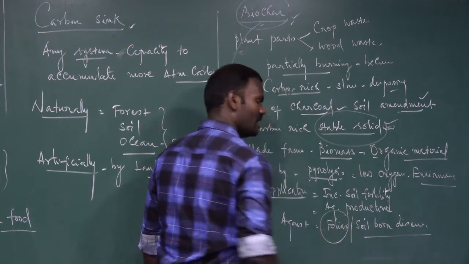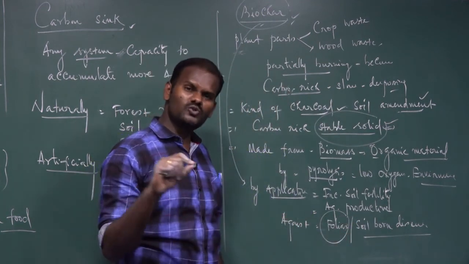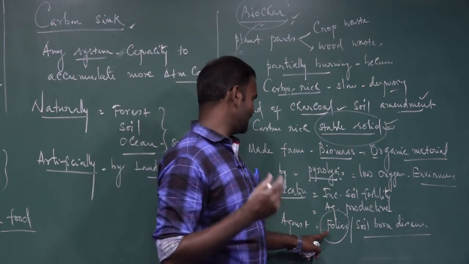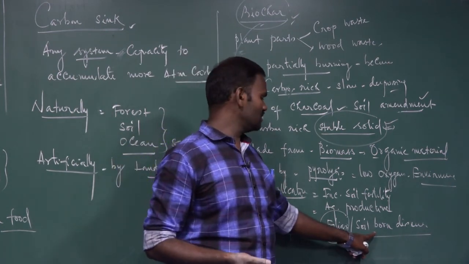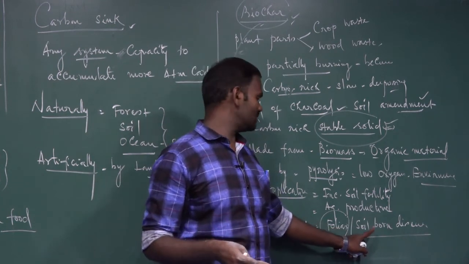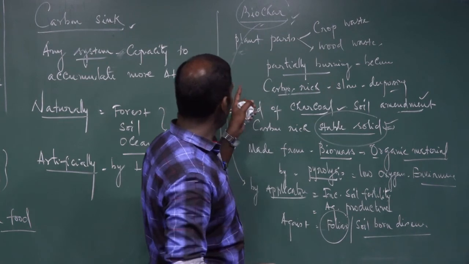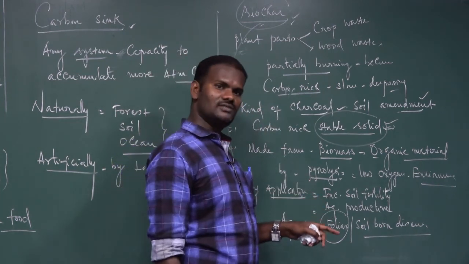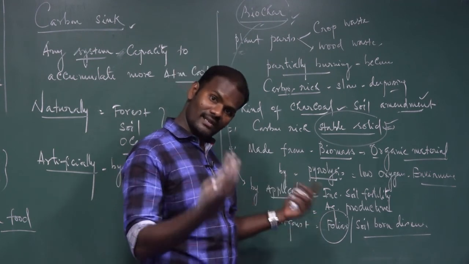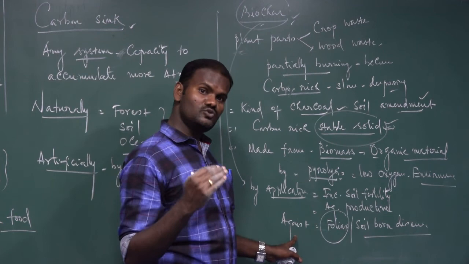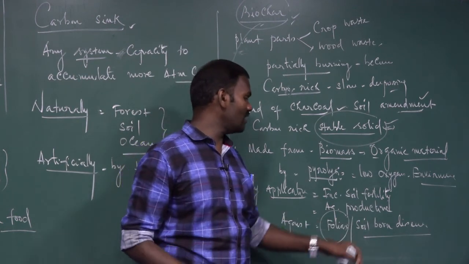Do you know what foliar means? Certain diseases are spread through leaves. These are called foliar diseases. Foliar means leaf. Certain microbes, or soil-borne microbes, affect the plant. These are called soil-borne diseases. So if you apply biochar into the soil, it increases the soil fertility, agriculture productivity also increases, and it provides necessary protection to the plant against foliar and soil-borne diseases also.